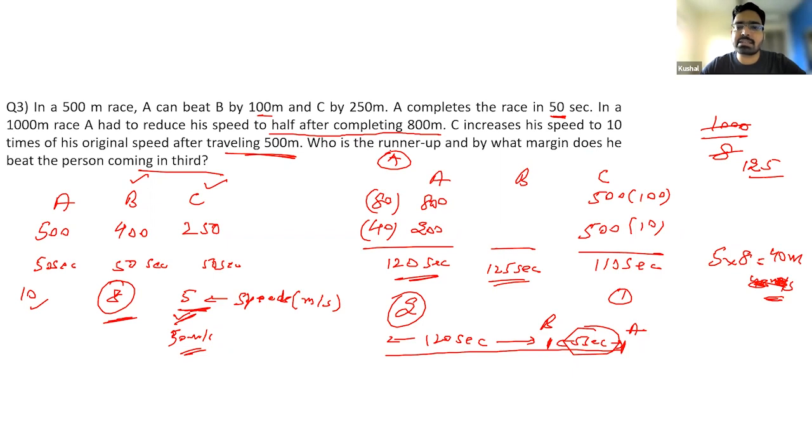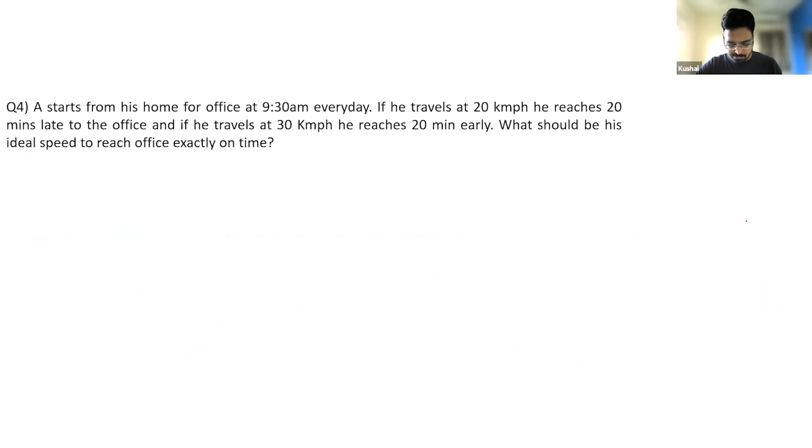So who is winning the race? Who is the runner-up? A is the runner-up. And by how much distance is he beating the person coming third? He is beating him by 40 meters. So A and 40 should be the answer for this question. Let's move on and let's look at question number 4. Take your time.